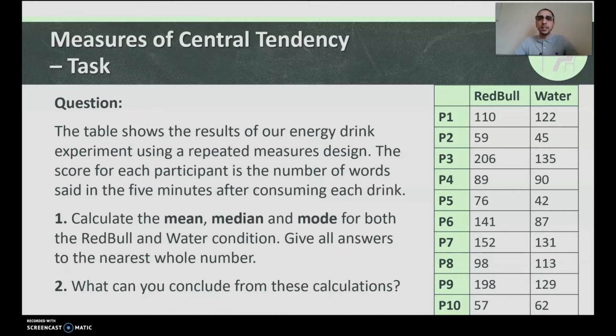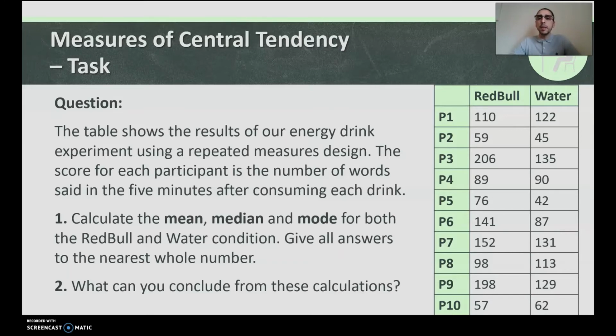If it was an independent groups design, we would have 1 group drinking Red Bull and 1 group drinking water. In this example, we've got a repeated measures design. So we have 1 group drinking Red Bull, and then afterwards we get them to drink water, or vice versa. Each participant is experiencing both conditions, the Red Bull, the experimental condition, and the water, the control condition. The score for each participant is the number of words said in the 5 minutes after consuming each drink.